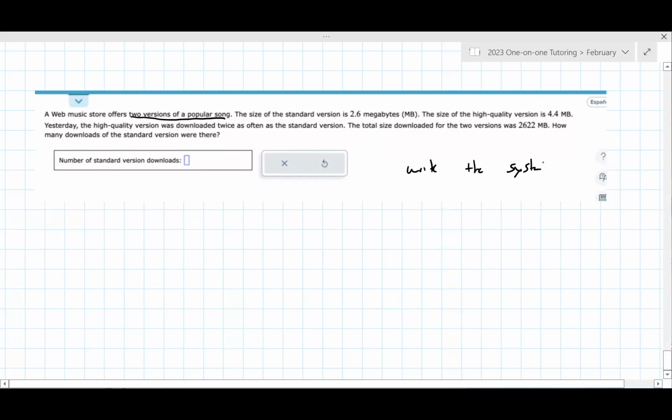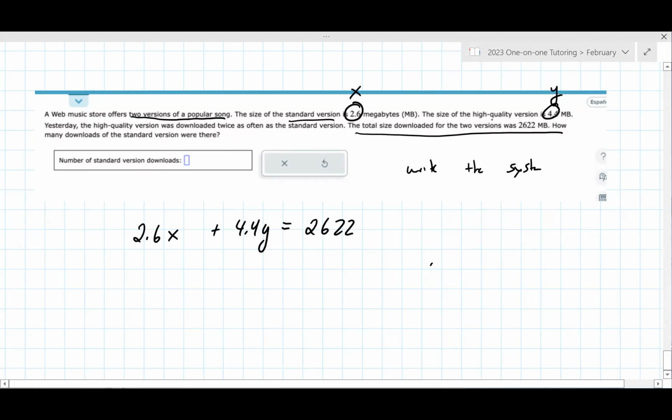So the first equation here really comes from the total. It's saying 2.6x because the standard version is 2.6. The high quality version is 4.4y equals 2622. That's kind of your mixture. It's like the quantity times the amount. Now, it also says the high quality version was downloaded twice as often. So is there another variable? Yes. No. This is x and this is y. X is the standard, y is the high quality.